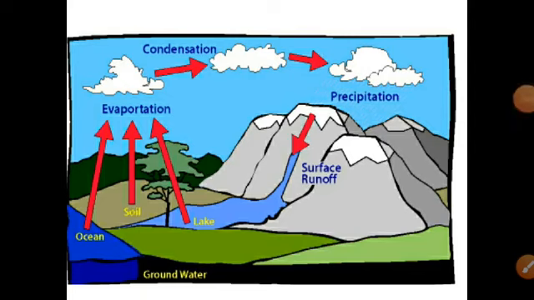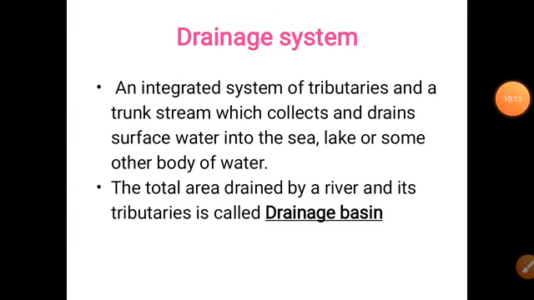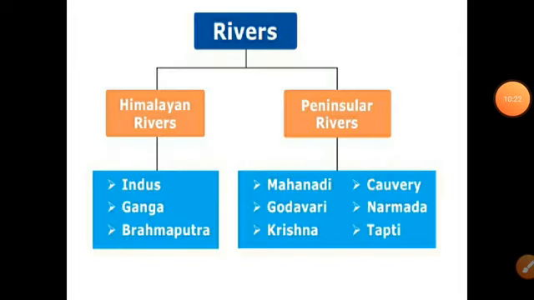See this picture. This part is called tributaries. The total area drained by a river and its tributaries is called drainage basin. Next, the drainage system of India is divided into two major groups, that is Himalayan river, which is also called Northern river, and Peninsular river, which is also called Southern river.